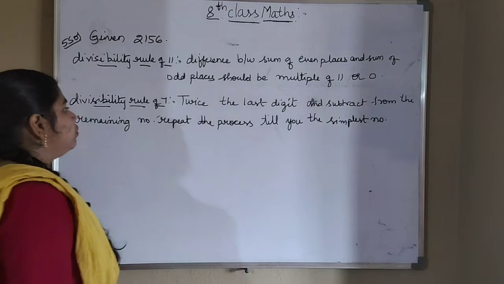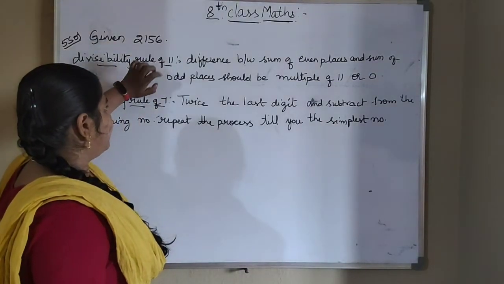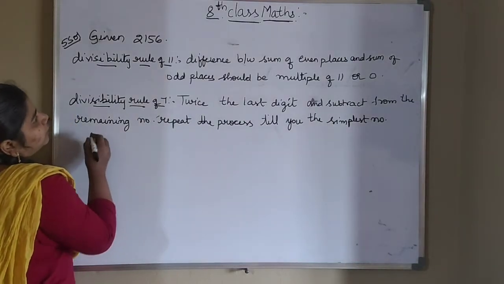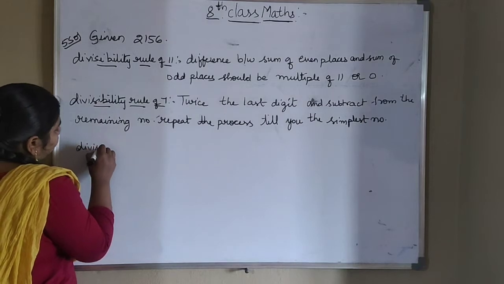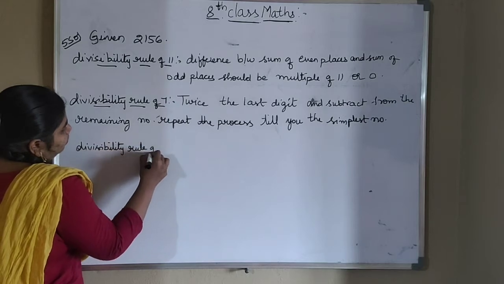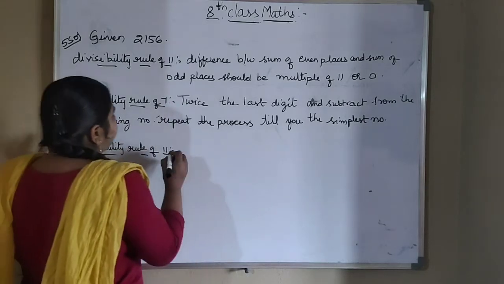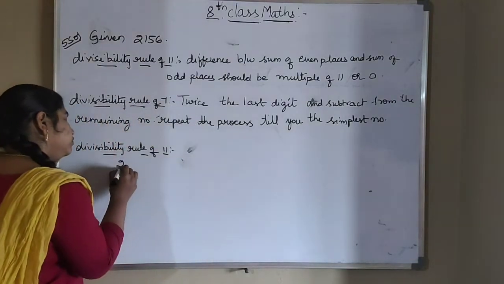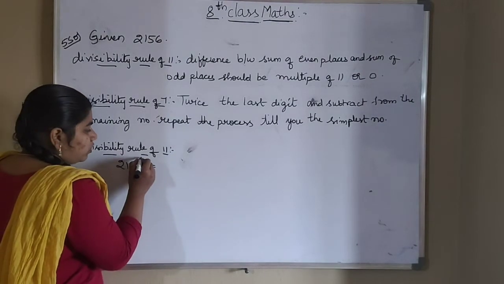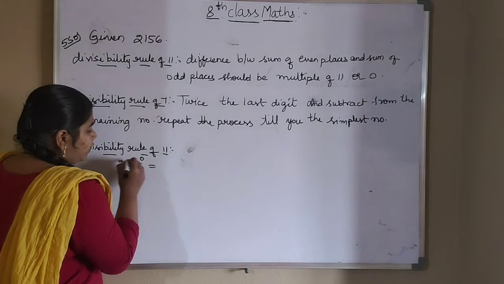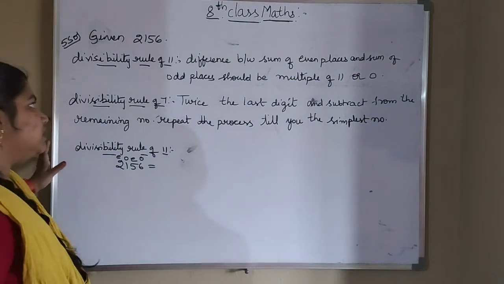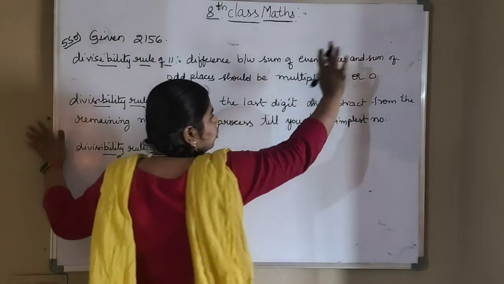Okay, so now they told us to check whether this number is divisible by 11 and 7. So first I am checking for 11. How to check for 11? What is the given number? First we have to write odd places and even places. Always we start from the odd place: odd, even, odd, even. So the difference between the sum of even places and the sum of odd places should be a multiple of 11 or it should be 0.